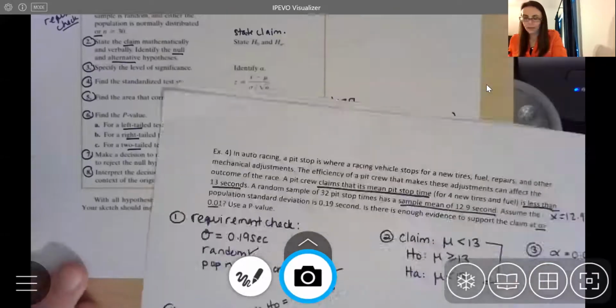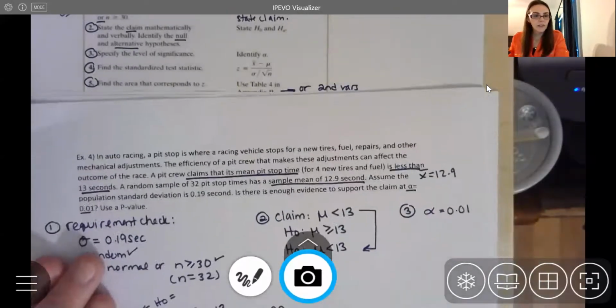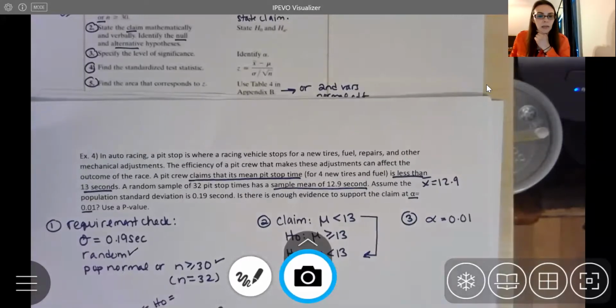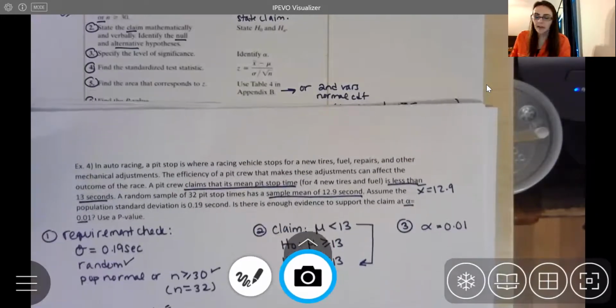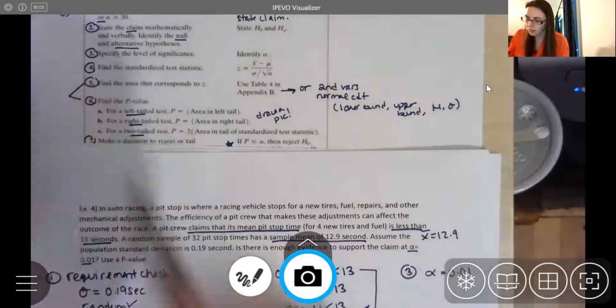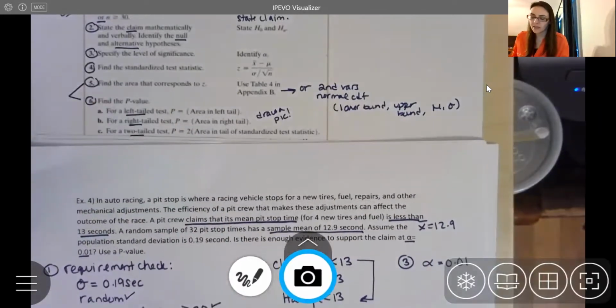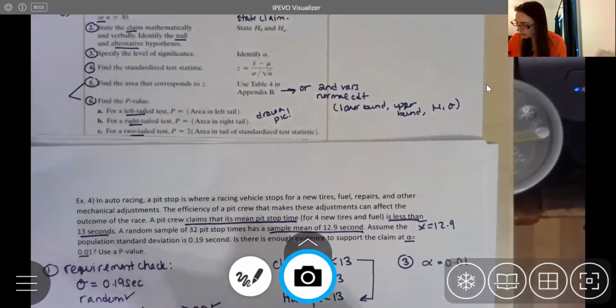Okay, so let's go back. What is our fifth step? Find the area that corresponds to the z. But I'm going to combine 5 and 6 together. I really think they go together because you also have to keep in mind if it's a left-tailed, right-tailed, or two-tailed test. So you have to do both of those together. So steps 5 and 6, I'm going to draw my picture.